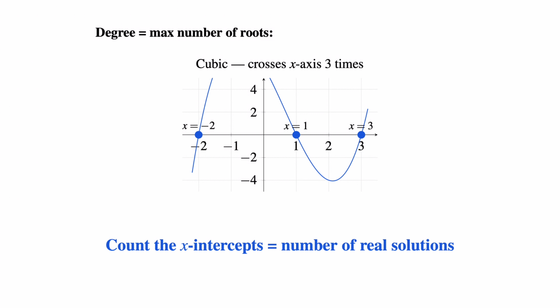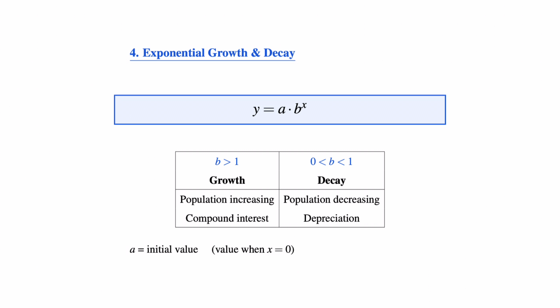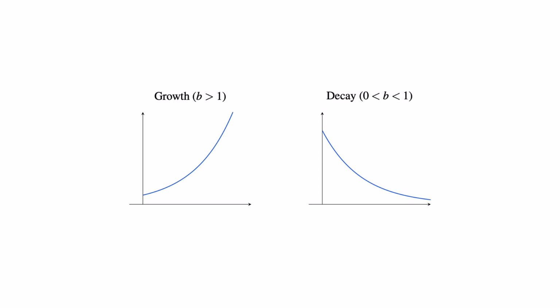They'll show you a graph and ask how many real solutions the equation has, so in this case, just count the x-intercepts. Exponential functions and growth/decay. The general form is y equals a times b to the power of x. If b is greater than 1, it's exponential growth. If b is between 0 and 1, it's exponential decay. And a is the initial value. They usually test population growth or compound interest word problems with exponentials, so just look out for that.